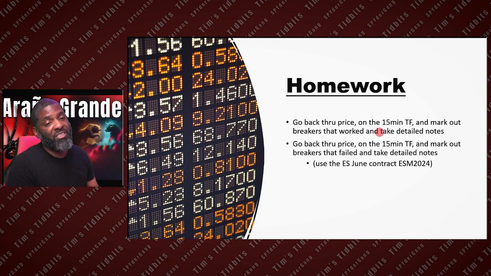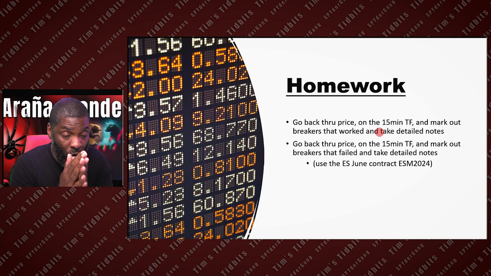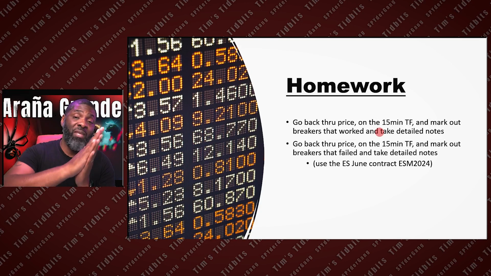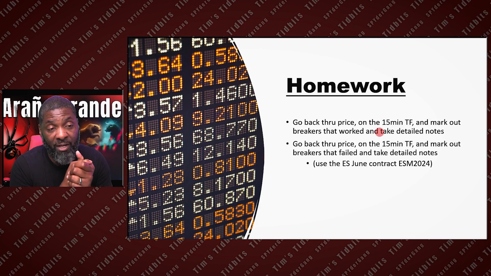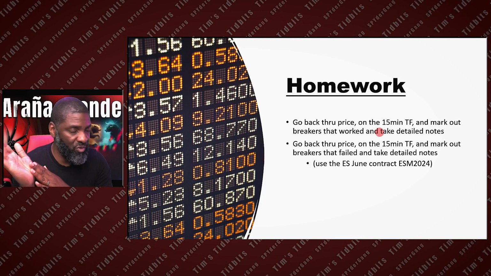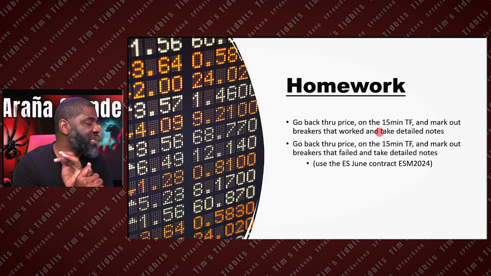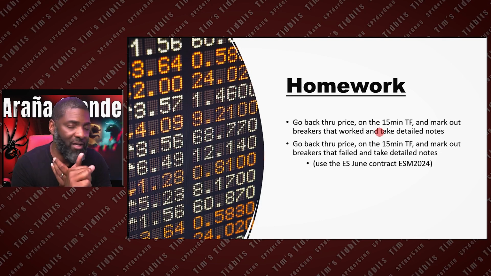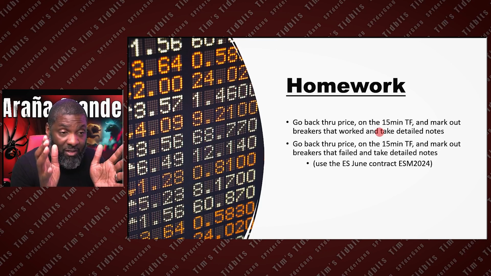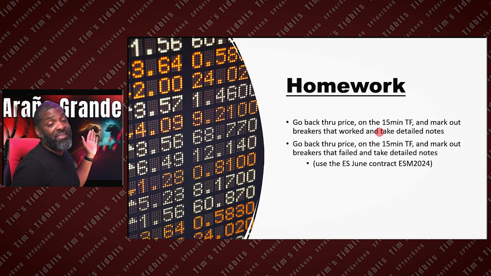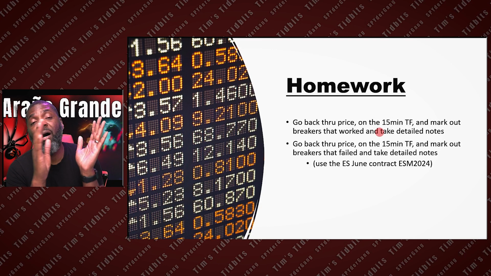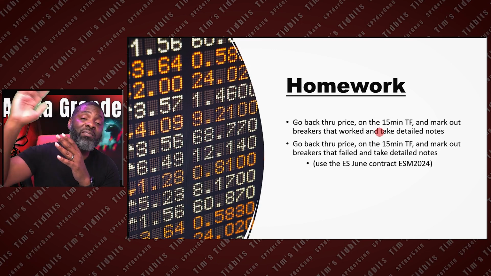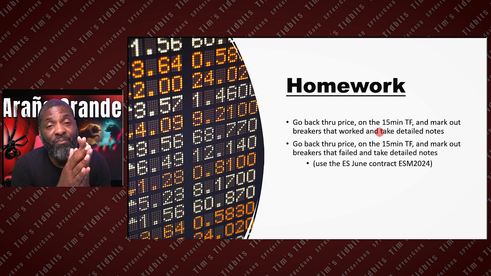So let's use the 15-minute chart, and I want you to mark out breakers that worked, meaning they formed the breaker, price came back to them and sold off to some liquidity, and take detailed notes on everything you saw happen. You already know how I tell you to take your notes. What time was the breaker made? What time did it trade back to it? Did it take liquidity? Everything you can think of, dealing with all the concepts we went over. Open, high, low, close, imbalances, everything you can think of.